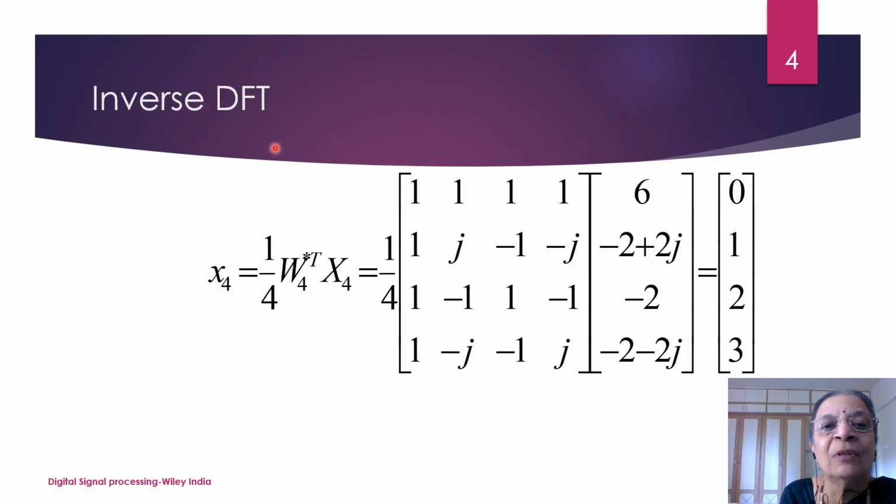Now if you want to calculate inverse DFT, naturally what you will have to do, you will have to use the transpose. Star means it is the complex conjugate of this particular matrix. So rows will be changed to columns and columns will be changed to rows, and then you multiply it by the corresponding DFT coefficients we have calculated. The matrix multiplication will result in the samples 0, 1, 2, 3 as the recovered signal, which we have used as the signal at the start.